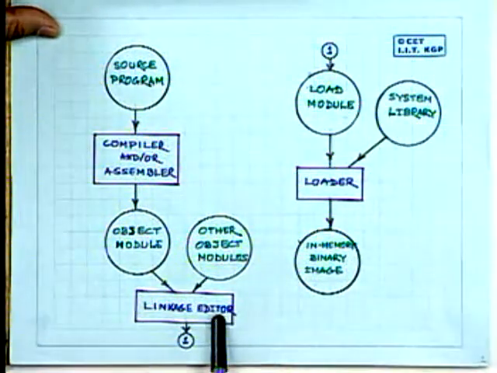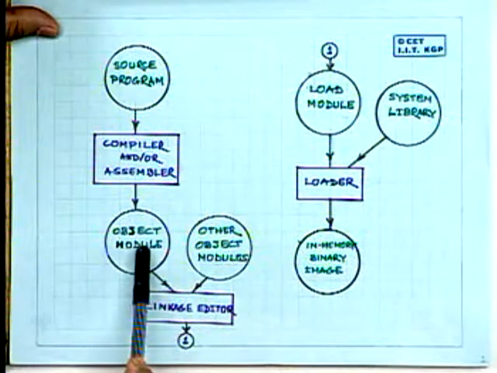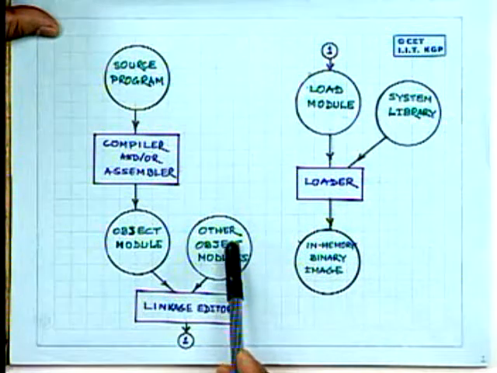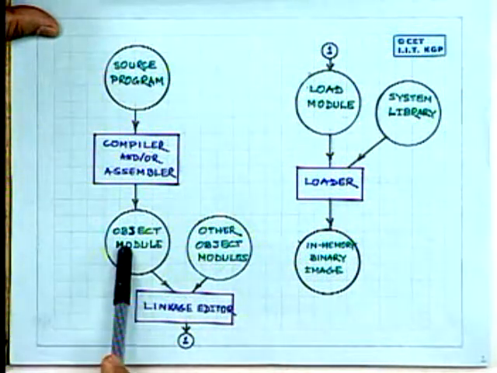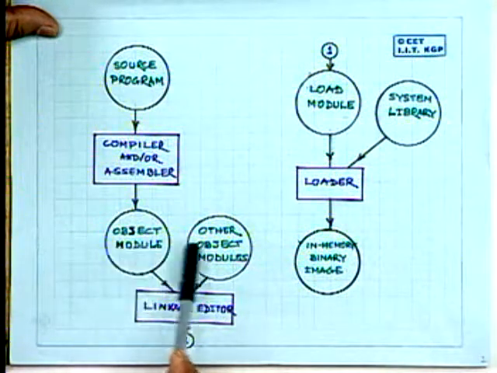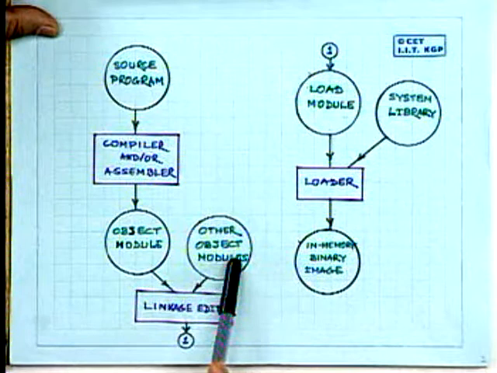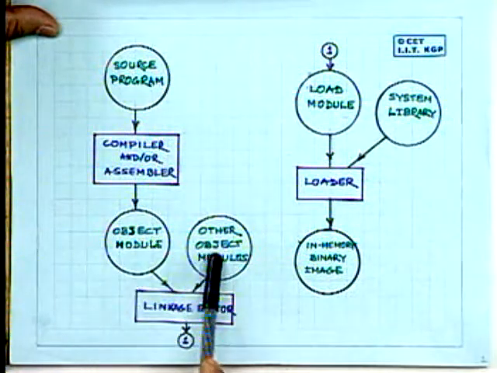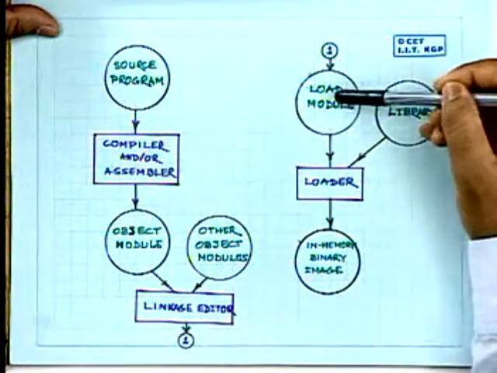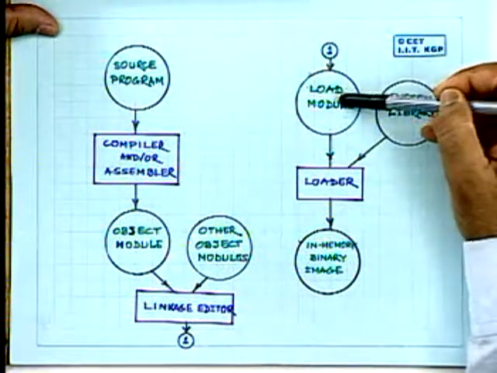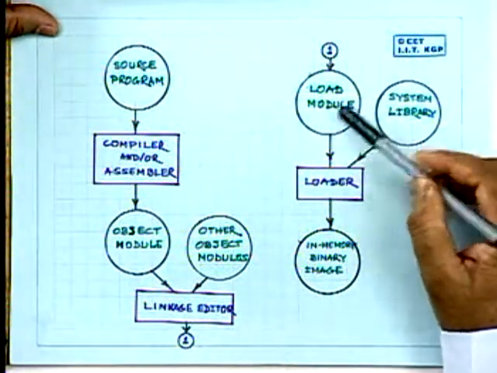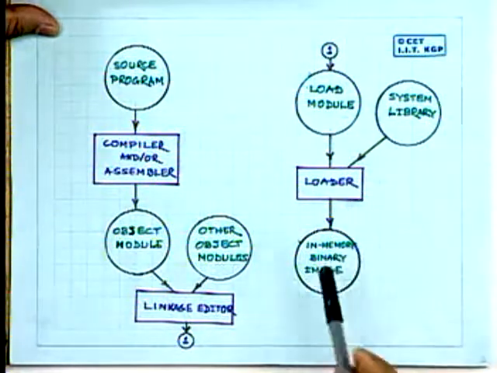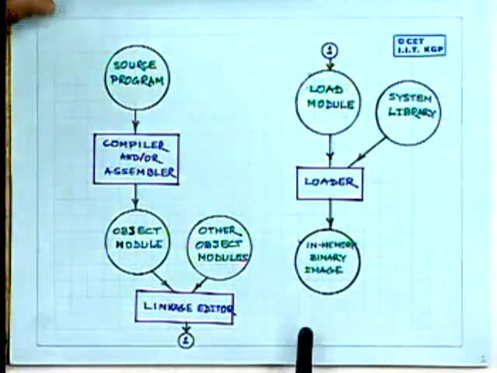Now, the purpose of the linkage editor is that there may be inter-object references. That means there may be a symbolic address, say XY, which has been referenced from here. For example, it may be a jump subroutine to a subroutine XY in this module. This inter-reference between object modules is resolved by the linkage editor, and a complete load module is generated here. Now, this load module and the system library are to be loaded by the loader into the memory, and we call it a binary image, which will be executed in the memory.